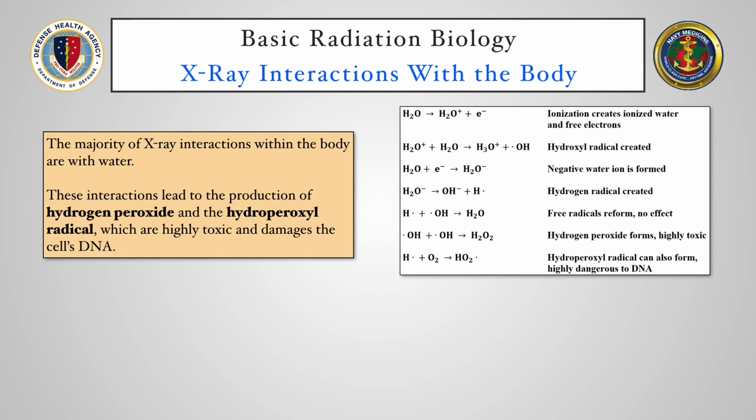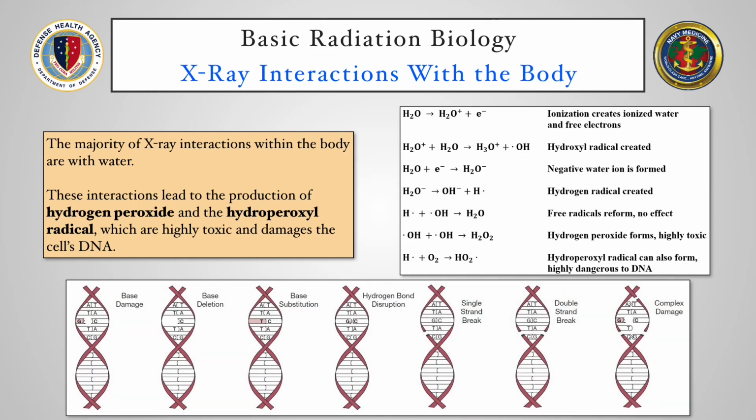There are many ways that the cell can have damage, as you can see on the screen, but most importantly, there's single-strand breaks, double-strand breaks, or complex damage. DNA damage is a relatively common event in the life of a cell, but the mutation rate is extremely low due to the effectiveness of the cell's DNA repair mechanisms.